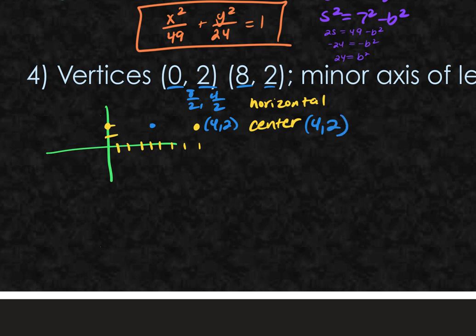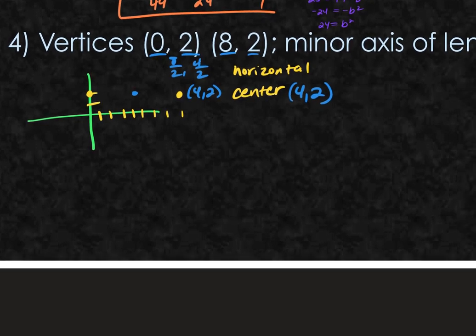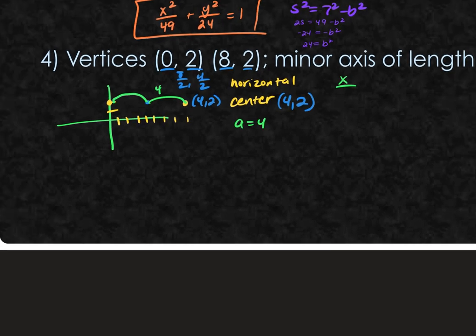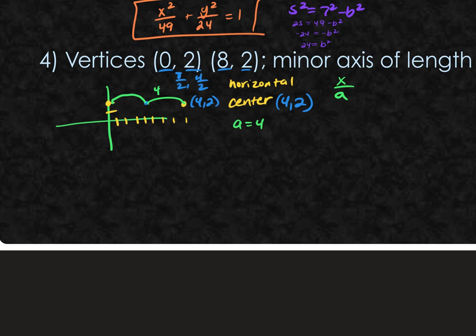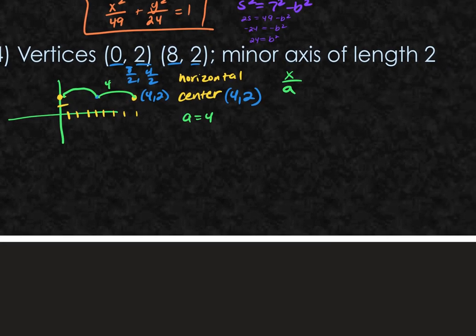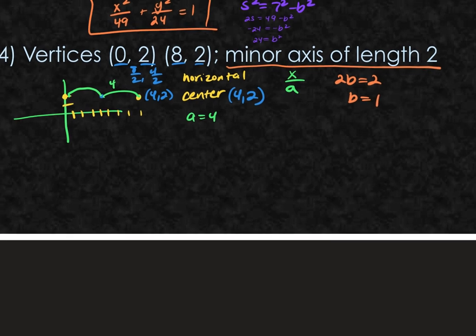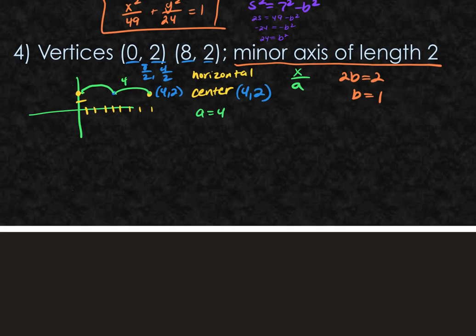And because it's horizontal, which one gets the A? X gets the A. And what is the A? Good. The distance from our center to either of those vertices would be 4. Then it says minor axis of length 2. What does that tell you? 2B would equal 2. So B would equal 1. Good. So I have my center, I have my B. I don't need C to get the equation.